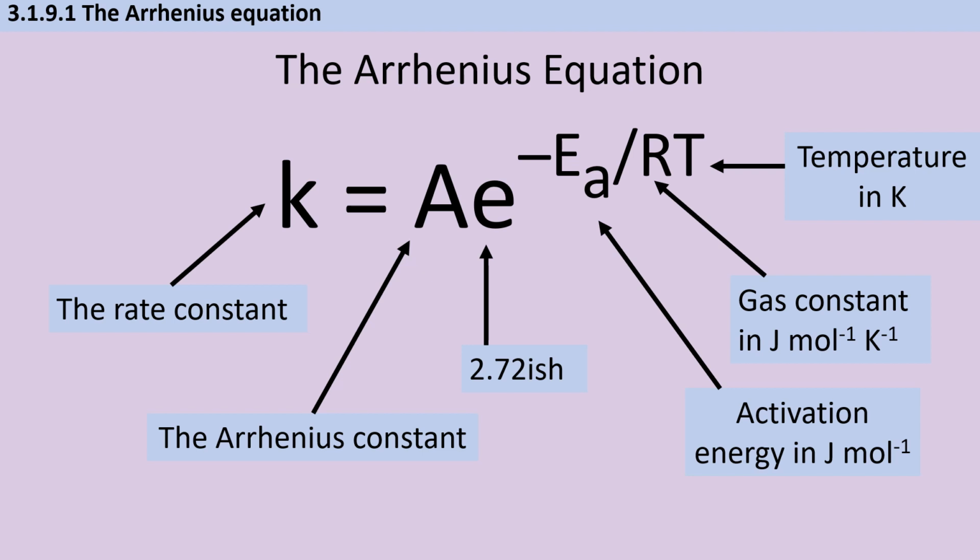The other thing that you need to watch out for is that at the back end we have that whole massive index term. So I would work that out separately. So you're going to take activation energy divided by the gas constant and the temperature, and all of that as a negative power just applies to e. It doesn't apply to the A Arrhenius constant term.